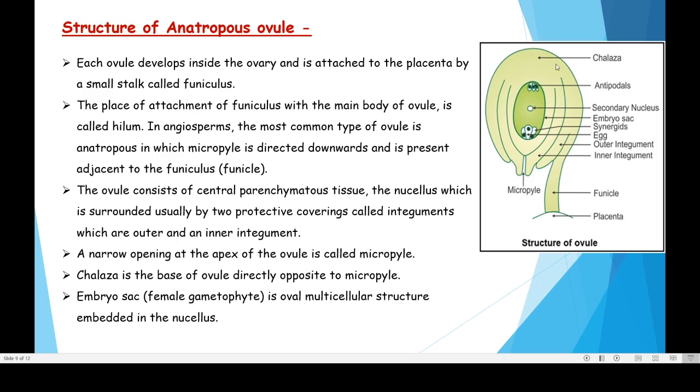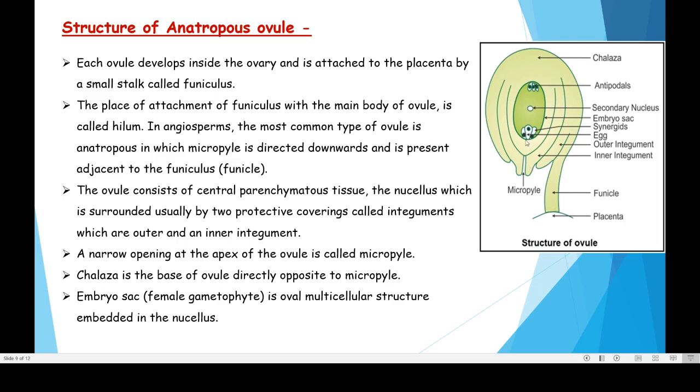This part is the chalaza. And if we see this ovule, then the micropyle is attached downward and present near to the funicle. This micropyle is near to the funicle and exactly opposite to the chalaza. So this position is known as anatropous ovule.